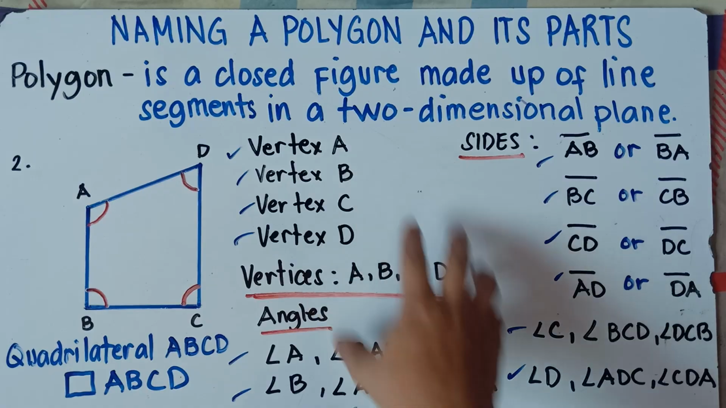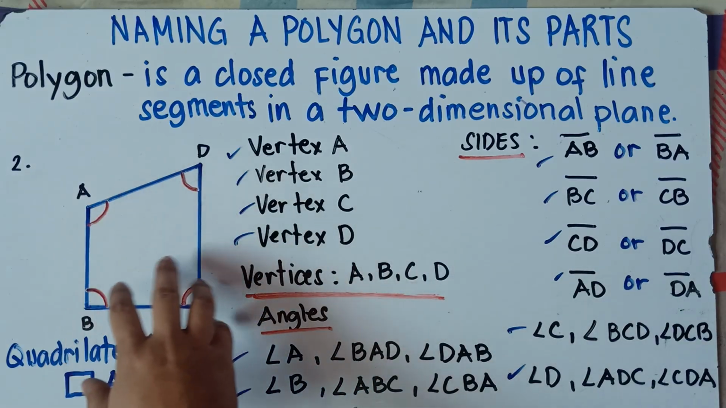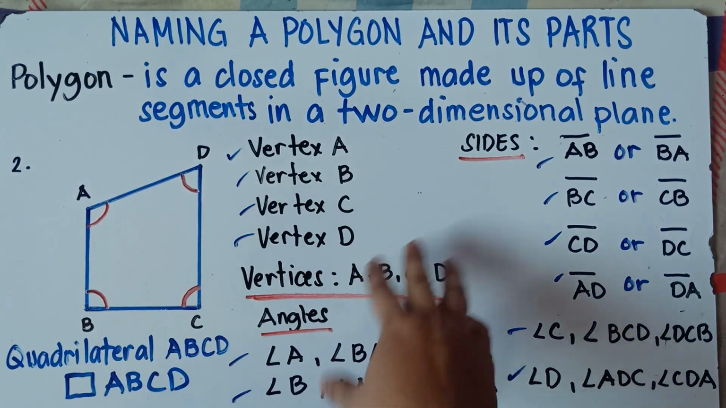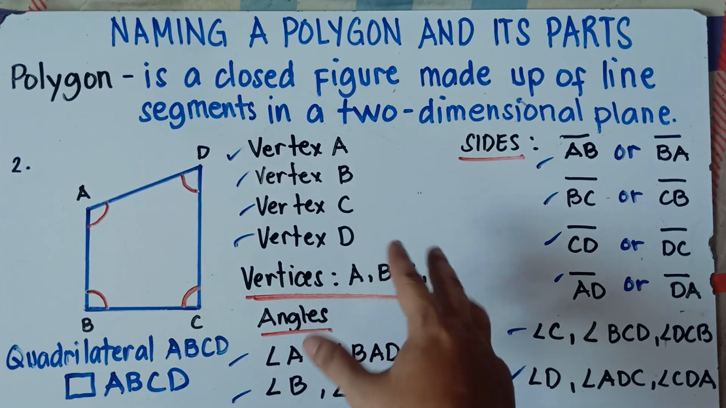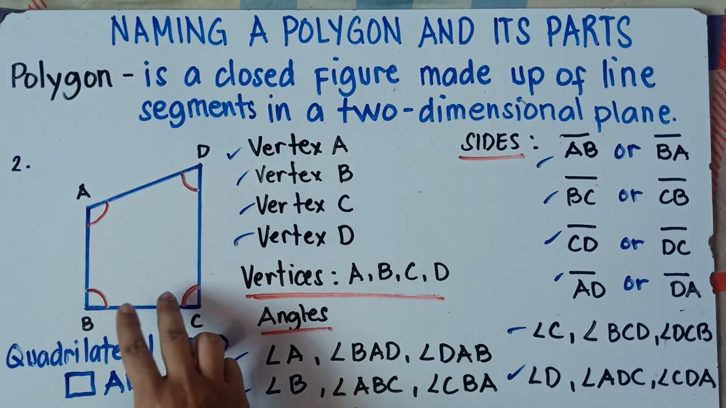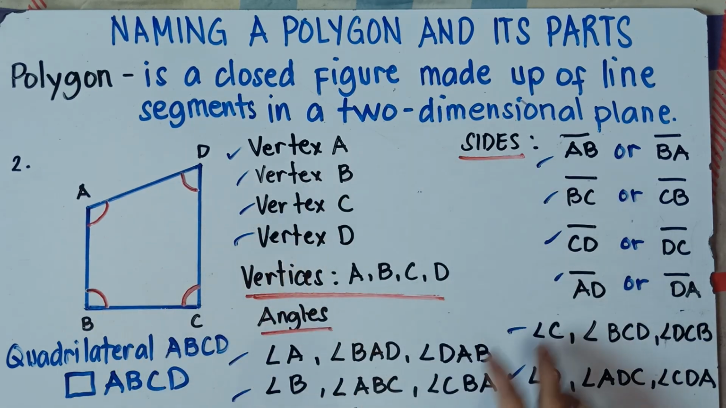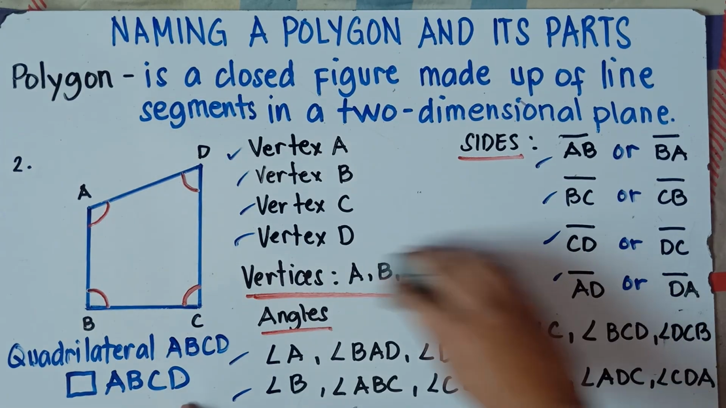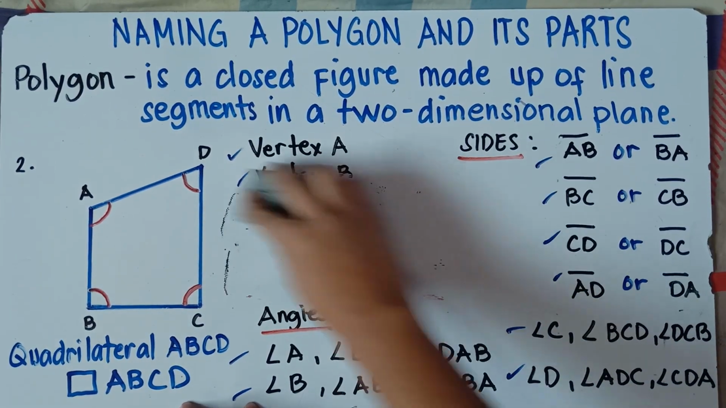So pause the video, class, because we will be naming this one. I'll be erasing this one, class. We don't have enough space because we need to name this one step by step. So you pause the video, and then we will be naming the quadrilateral.